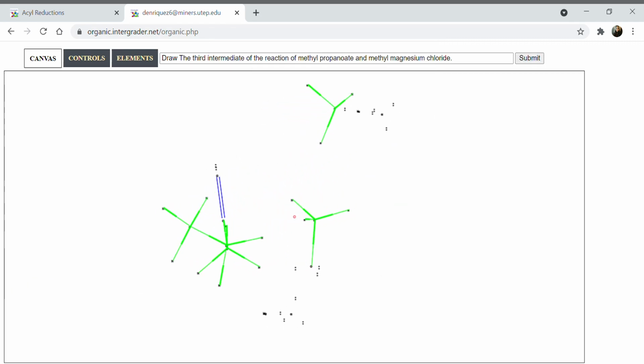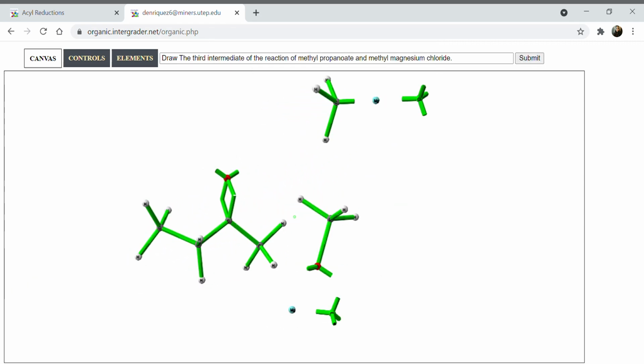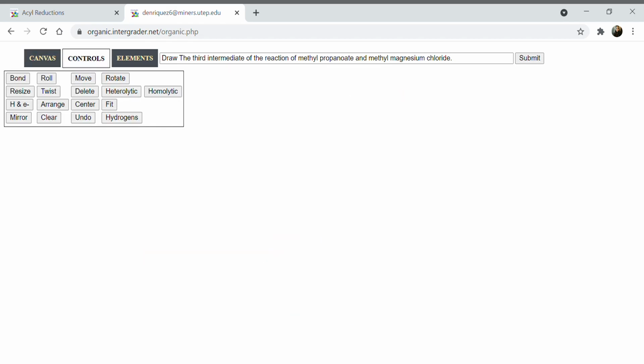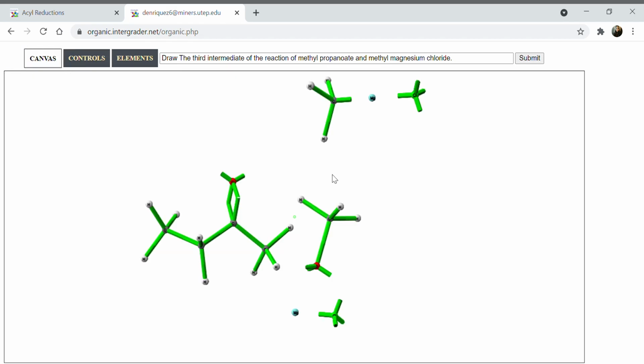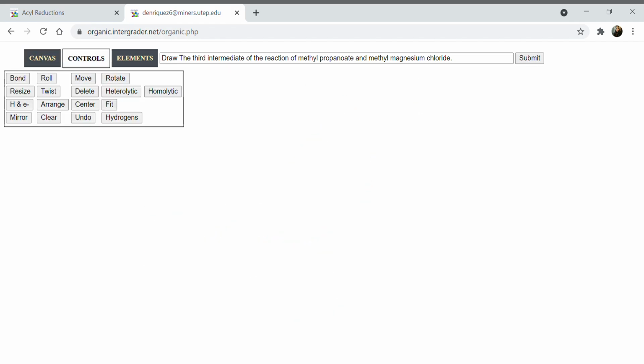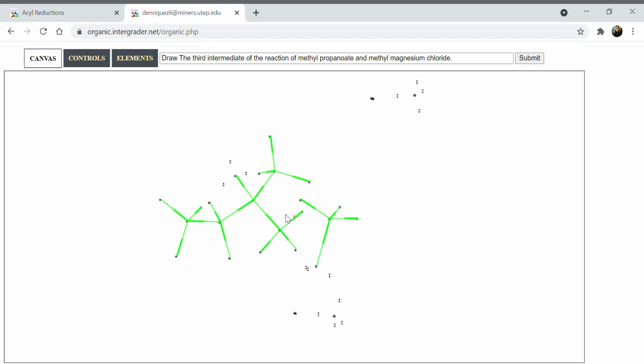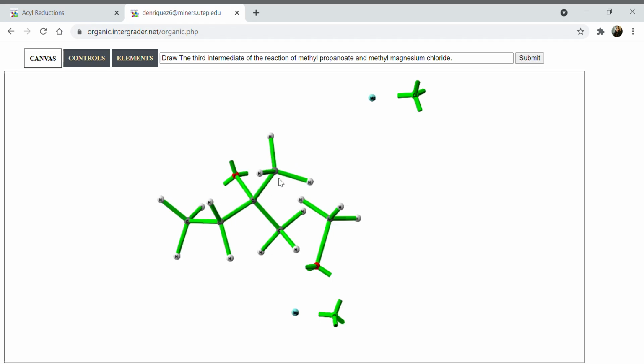The third intermediate is going to have 2 moves as well. So I'll release these electrons back to oxygen. I have my positively charged carbon again, and I'll take this methyl and attach it to the carbon. 2 moves total. Basically the same thing we did for the first intermediate.